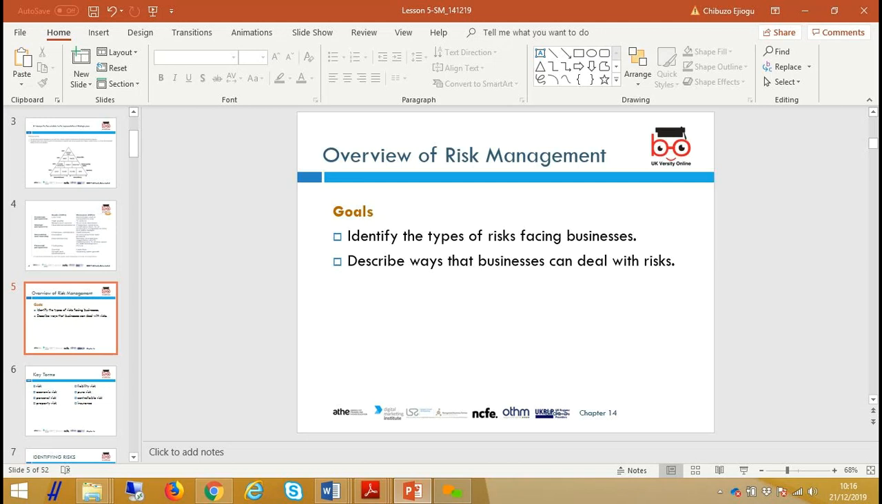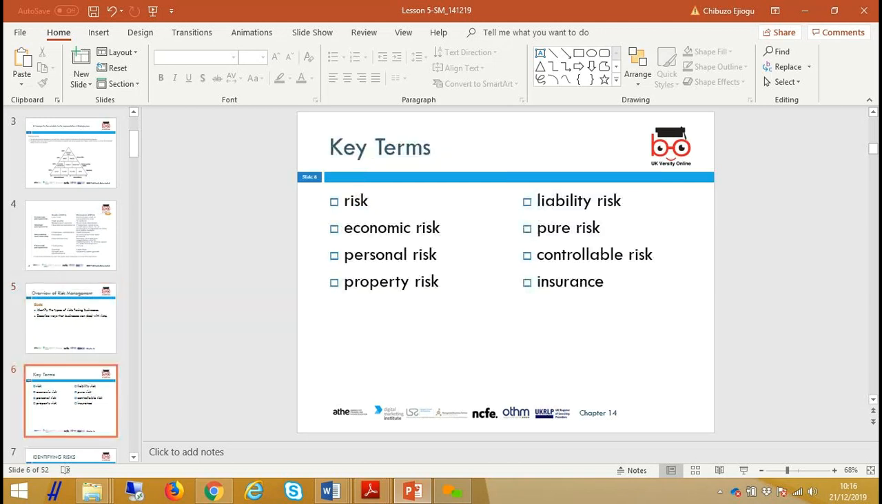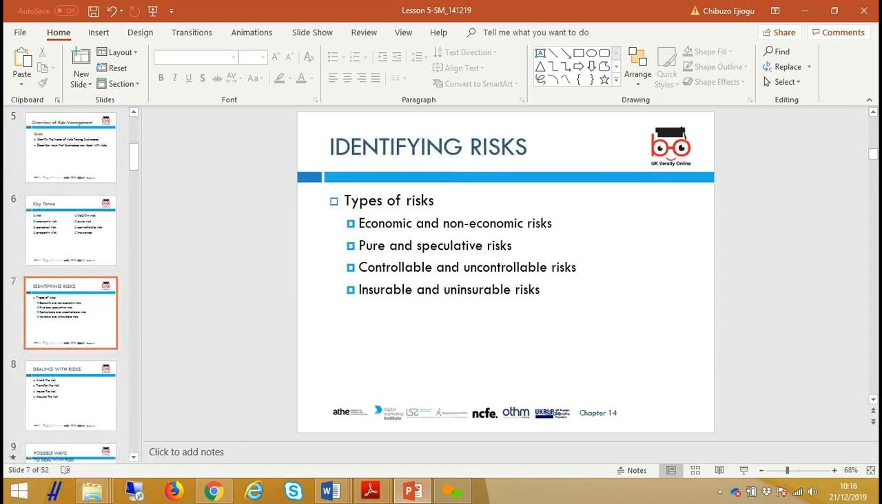So I'm not going to go through all the slides. If not, we will not have enough time, but I'll just highlight the key things you want to consider. So there are some key terms here, but let's focus on this one. So these are some types of risk you may encounter, right?